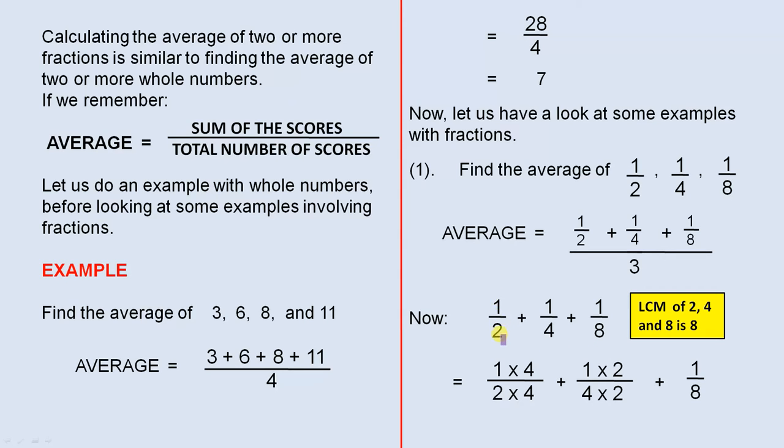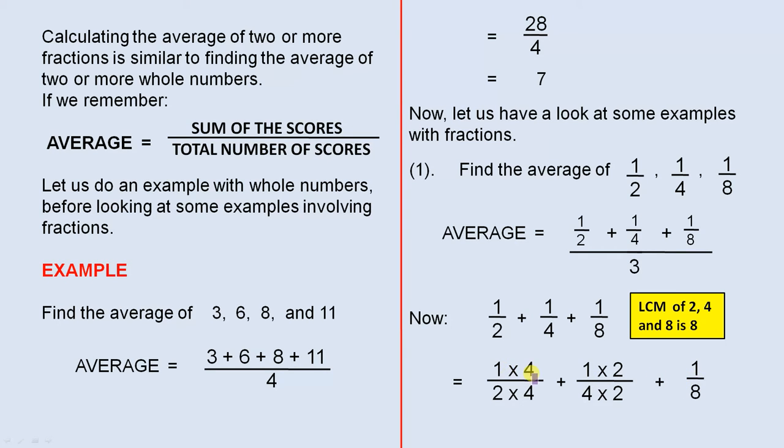Now, here we have a half. How do we get 8? Multiply that by 4. Remember, you have to multiply the numerator by 4 to keep the value of the fraction the same. So you multiply by 4 over 4. How do we get 8 here? 4 times 2. So we multiply top and bottom by 2. How do we get 8 here? We already have 8, so we don't have to do anything. So let's go to the next slide to work out this calculation.